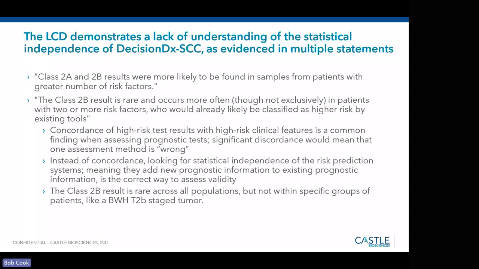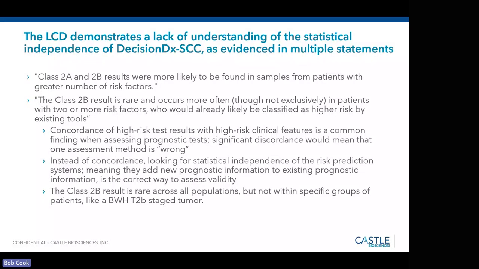And our argument would be that, in fact, it would be concerning if the validation studies demonstrated a dramatic difference from previously identified and validated risk factors. Significant discordance would most likely indicate that one of the prognostic factors was incorrect. And instead of concordance, the appropriate measure would be statistical independence of the risk prediction systems or factors, meaning that each adds valuable prognostic information. So independence is an important term for consideration within this presentation.